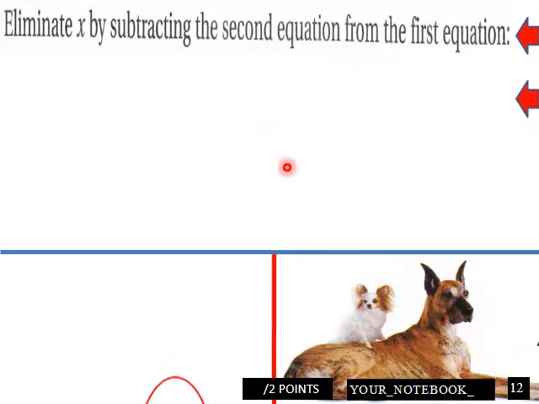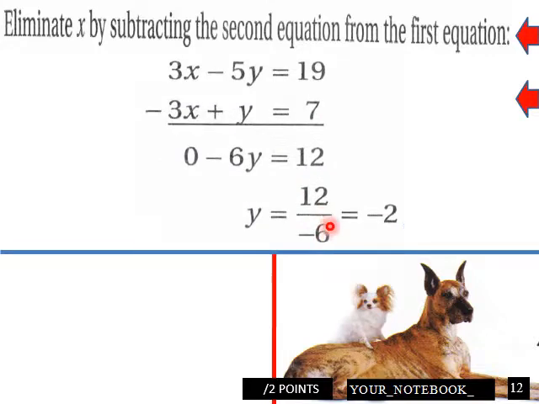Eliminate x by subtracting the second equation from the first. So here we go. If we eliminate x by subtracting the second equation from the first, we get negative 6y here, because this becomes negative and this becomes negative. So when we combine these two, we get negative 6y equals 12, and then we solve for y.